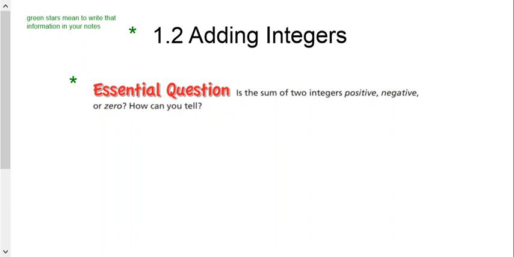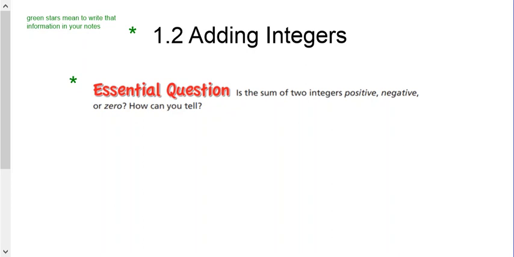Okay, go ahead and turn to a new page in your math notebook. If you don't have your math notebook right now, please pause the video and get it out as quickly as you can. Alright, at the top of the new page, your title is 1.2, adding integers.